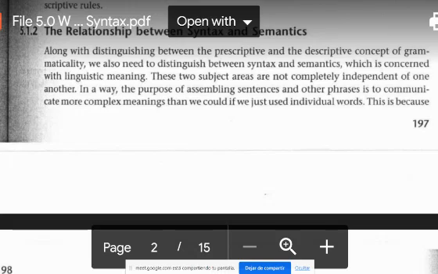But let's see what is the relationship between syntax and semantics. All right, I can do it. Okay.